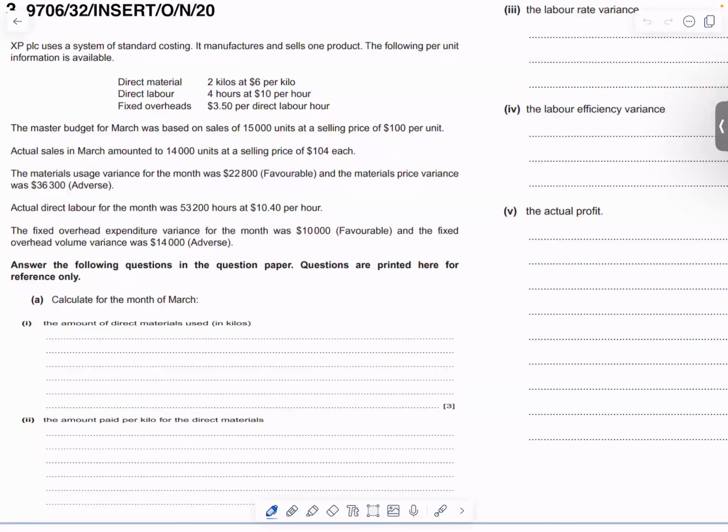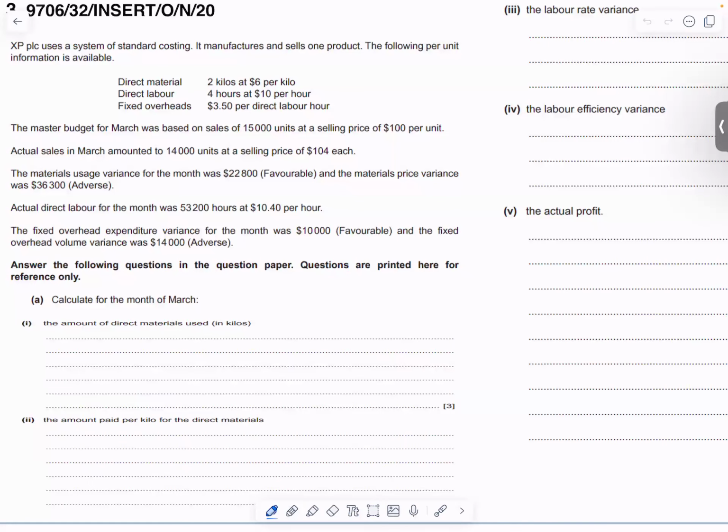We are doing the sum of standard costing. It is October-November 2020 paper, paper 32. When I see the question, it says calculate the amount of direct material used in kilos. Can you please read the question for me, please?